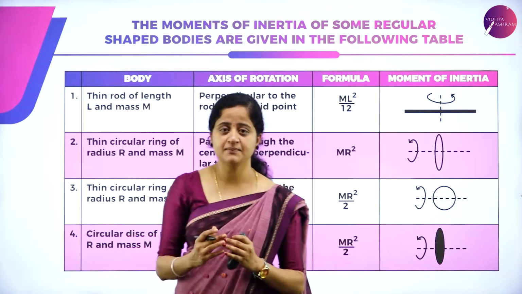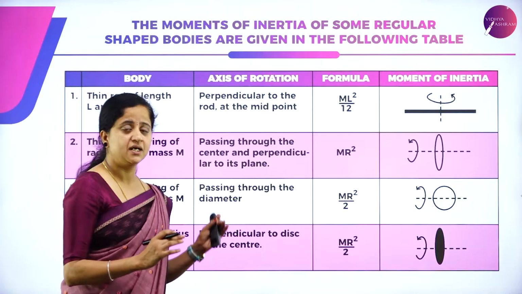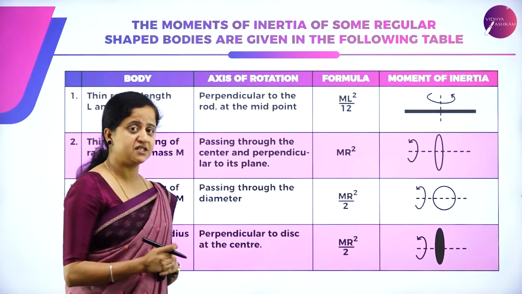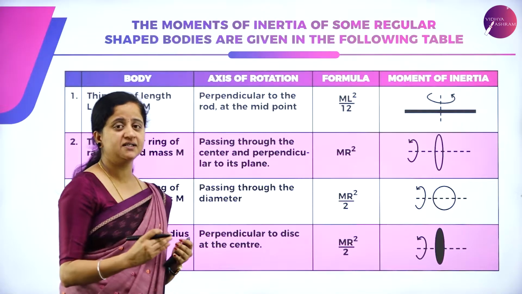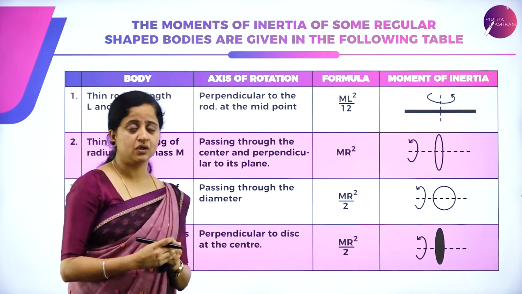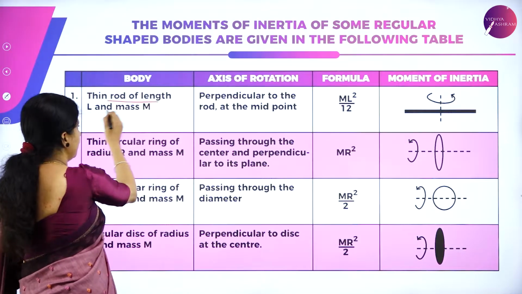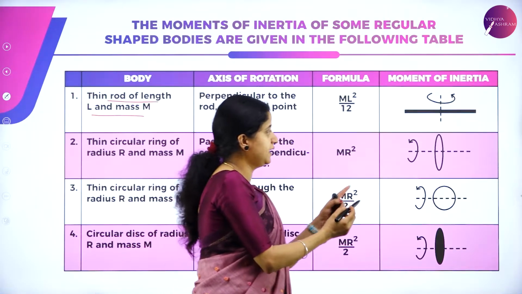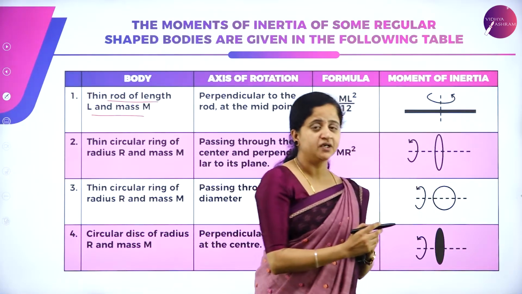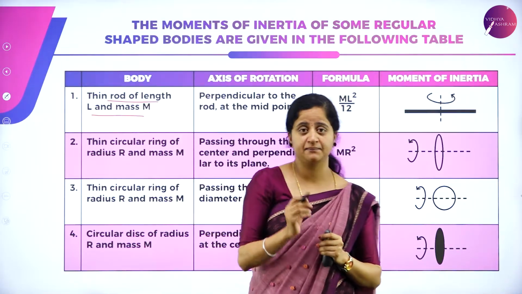mentioned. In this table, we are going to discuss their axis of rotation, the formula to find the moment of inertia, and a typical reference diagram to understand the axis of rotation of a given body. Let us begin with the first one, the thin rod of length L and mass M. Say for example, our body is a thin rod which has a definite length L and mass M.